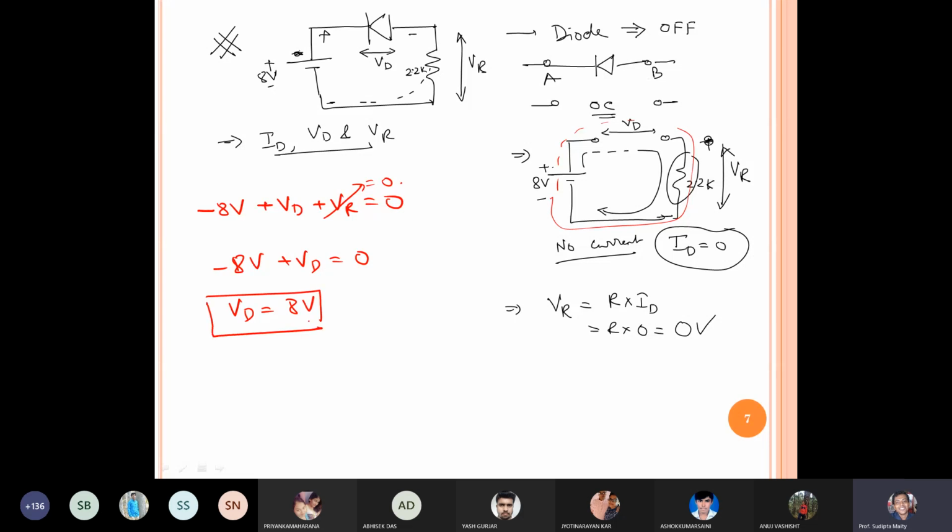VD equal to 8 volt. Yes sir. Okay, very good. Very good, very good, very good. Yes sir. Satyam, is it clear? Yes sir. Okay, very good. Now let's try to solve.